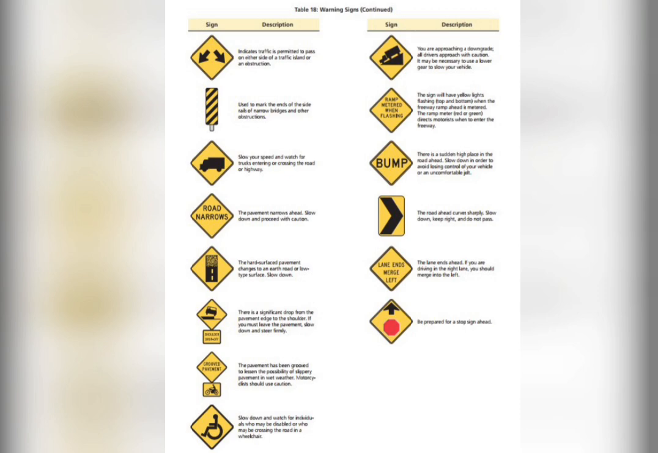The pavement narrows ahead. Slow down and proceed with caution. The hard-surfaced pavement changes to an earth road or low-type surface. Slow down. There is a significant drop from the pavement edge to the shoulder. If you must leave the pavement, slow down and steer firmly.